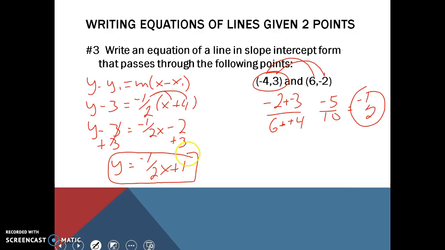And again, I could plug both of these numbers in to make sure I'm doing this correctly. If I plug in a negative 4, negative 1/2 times negative 4 is 2, and 2 plus 1 does indeed give me 3. If I plug in a 6, negative 1/2 times 6 is negative 3, and negative 3 plus 1 is negative 2. So I know my correct answer is negative 1/2 x plus 1.